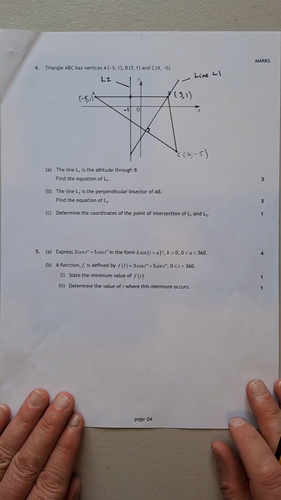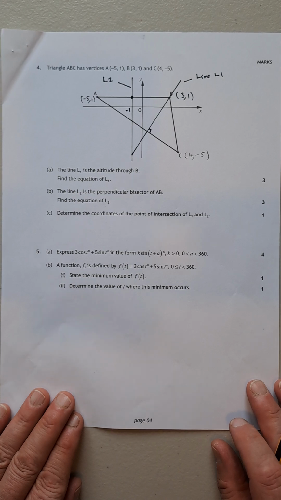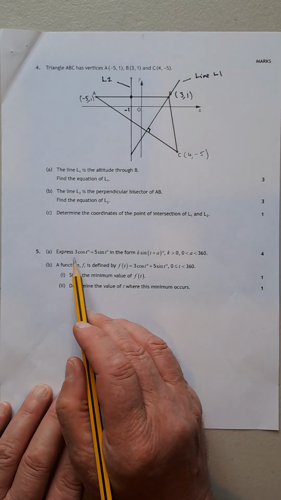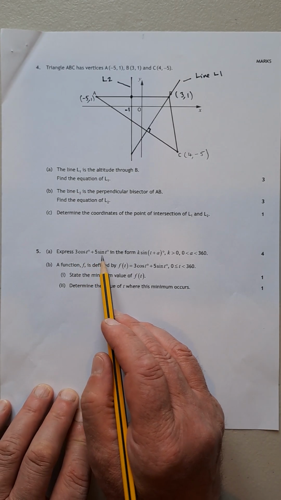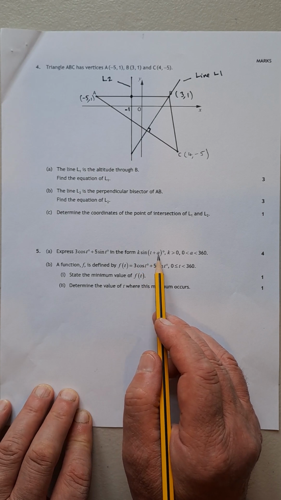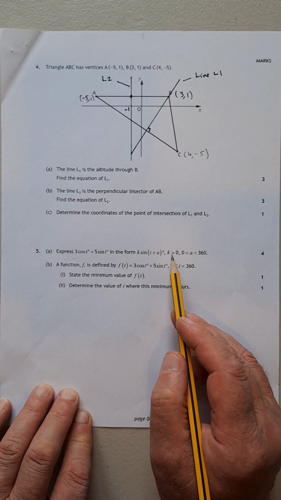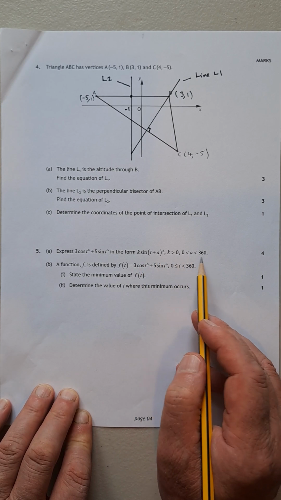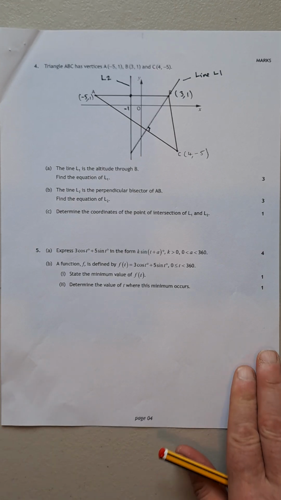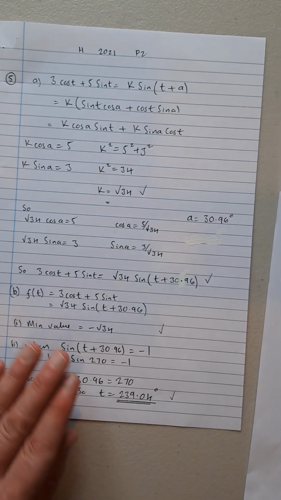Hi there, Mr. Lees here, doing the higher paper from 2021, paper 2, and we're on question 5. We have to express 3 cos t plus 5 sin t in the form k sin(t + a) in degrees, where k is greater than 0 and a lies between 0 and 360. So we can now just go on with that one there.